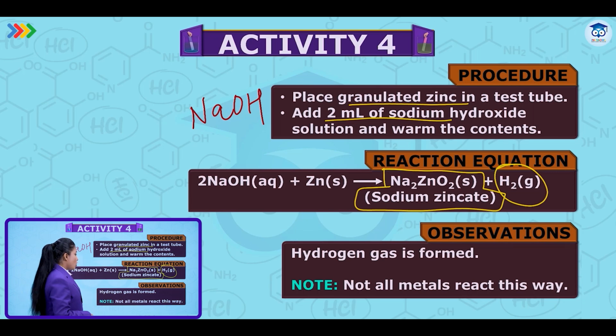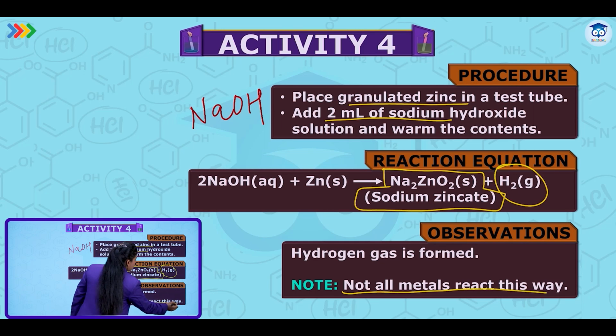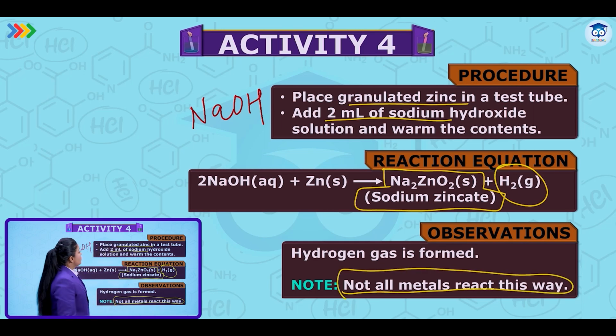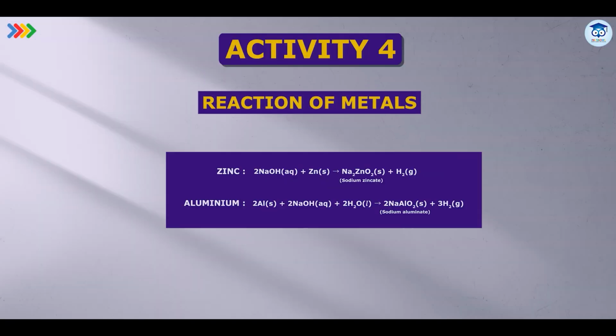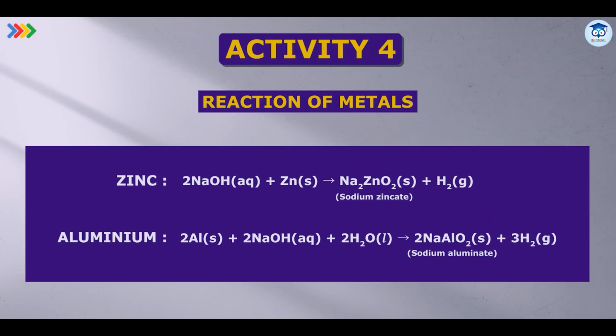So hydrogen gas is formed. One more thing we need to see, that not all metals react this way. So we have seen that zinc is combining with base to give us salt and hydrogen gas. Not all metals combine with bases to give this reaction. Which are all those metals? Only zinc and aluminium. In case of zinc, we are going to get sodium zincate. In case of aluminium, we'll get sodium aluminate.